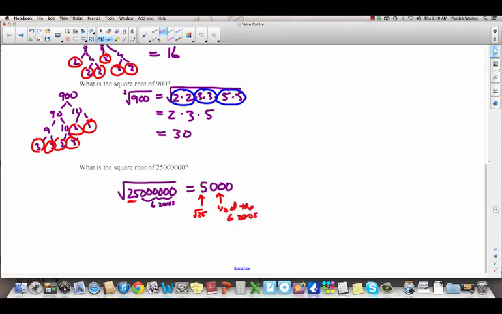You actually could have done that back up here. Square root of 900. Oh, 9's a perfect square. Square root of 9 is 3. And there's 2 zeros. We want half as many. There'd just be 1. 30. That's exactly what we got.